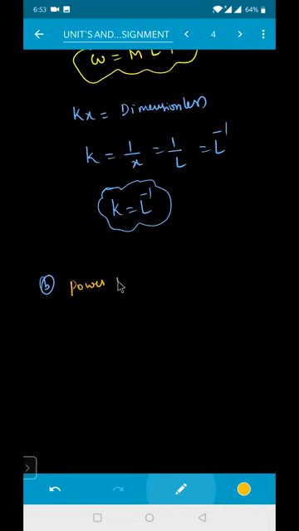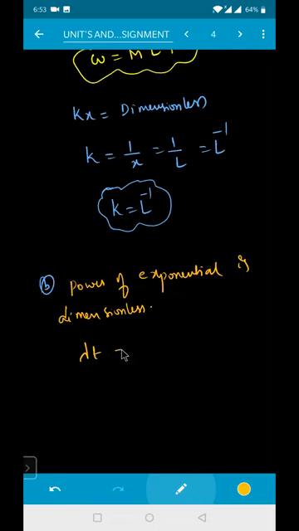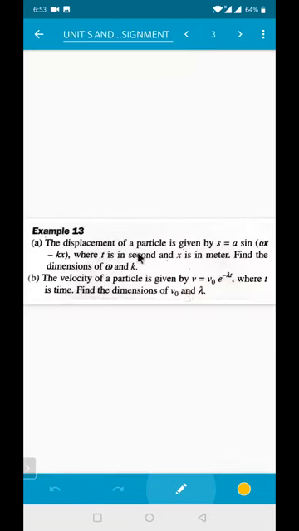Power of any exponential is dimensionless, beta. Is it clear? Yes, sir. Power of any exponential is always dimensionless. That means lambda to the power of t is what for me? Dimensionless. Yes, sir. Is that clear, beta? Yes.